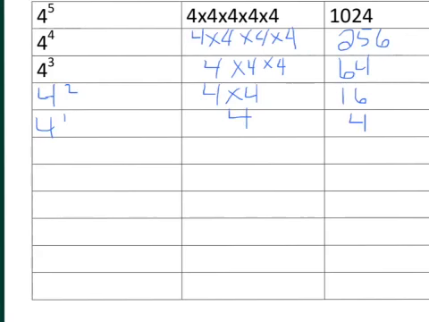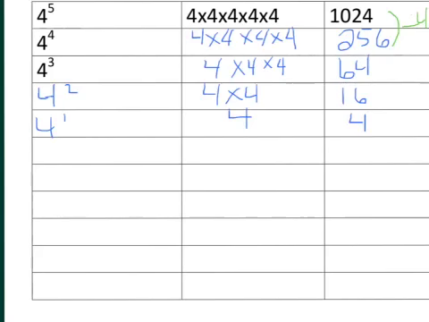So for this pattern, if you look at the left column, you'll notice just like last time, the base stays the same. In this case, our base is 4. But the exponent goes down by 1 each time. 5, 4, 3, 2, 1. And it'll keep going. On the far right-hand side, this time, we're not going to divide by 2. We're going to divide by 4.